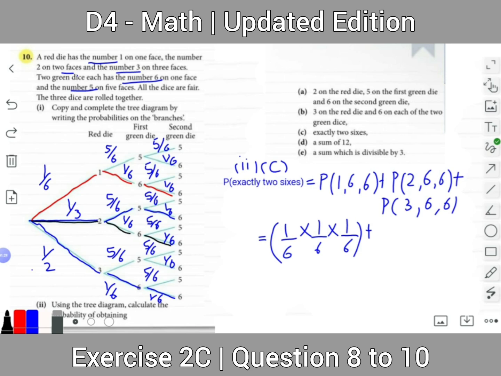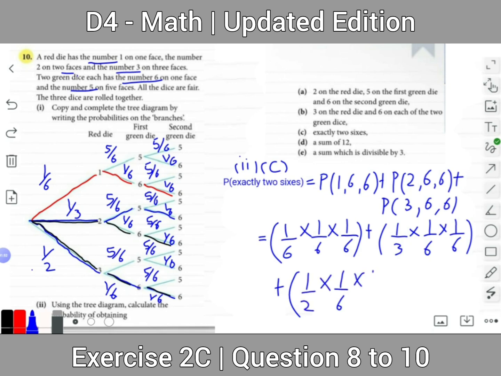Now for 266 we have 1 over 3 multiplied by 1 over 6 multiplied by 1 over 6. Add. Now for 366 we have 1 over 2 multiplied by 1 over 6 multiplied by 1 over 6. Now we have 1 over 210. Add.